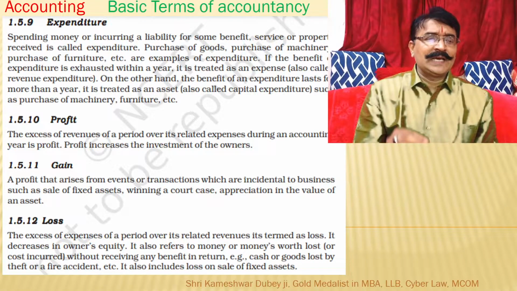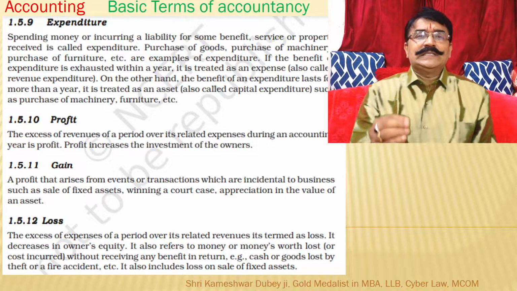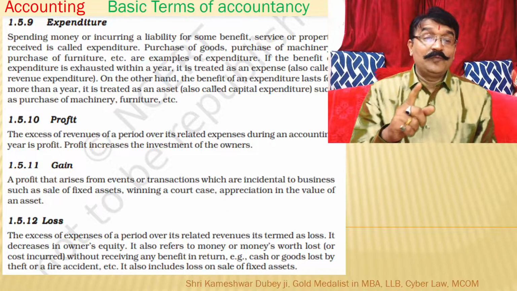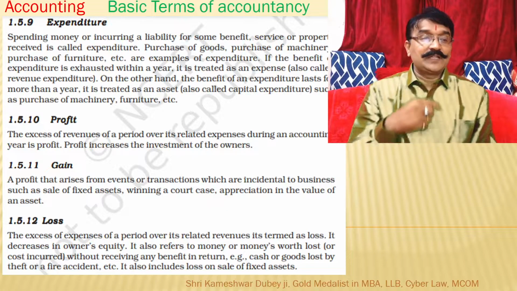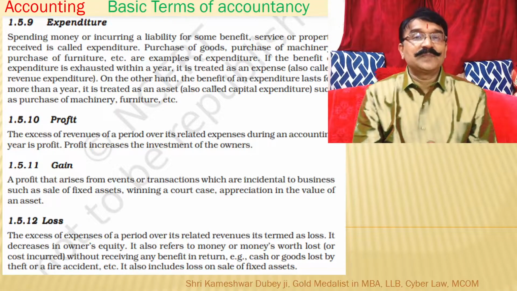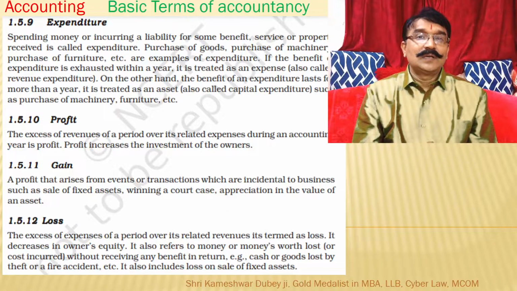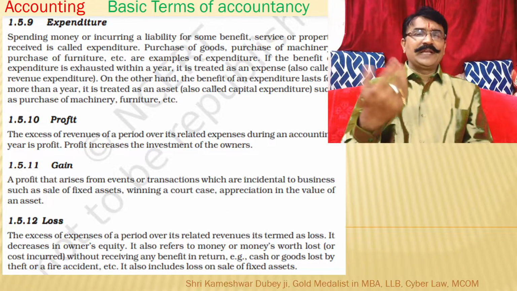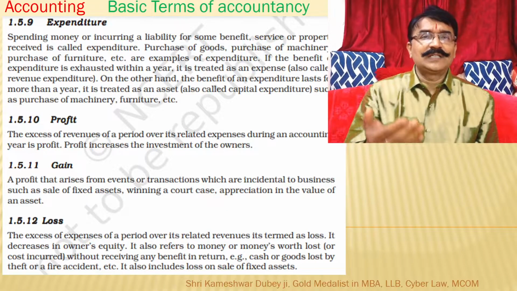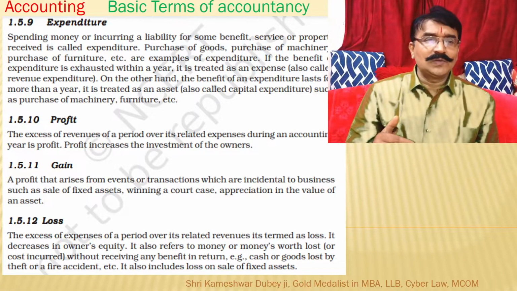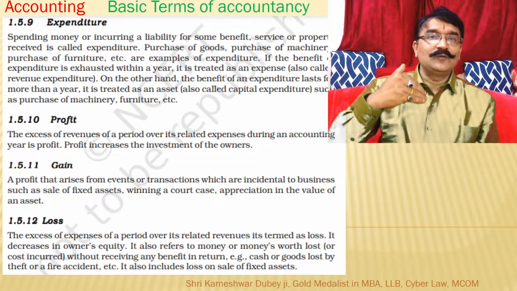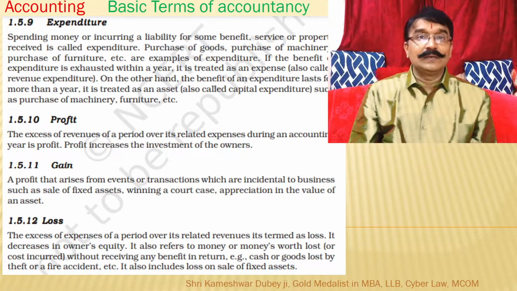So a profit that arises from events or transactions which are incidental to business, such as sale of fixed assets, winning a court case, appreciation in the value of an asset. Suppose Big Bazaar has some buildings. After 5 years or 10 years, or let's just take one financial year, next year either the value of that building will come down, and if it comes down, it is depreciation, and if the value goes up, that is called gain.